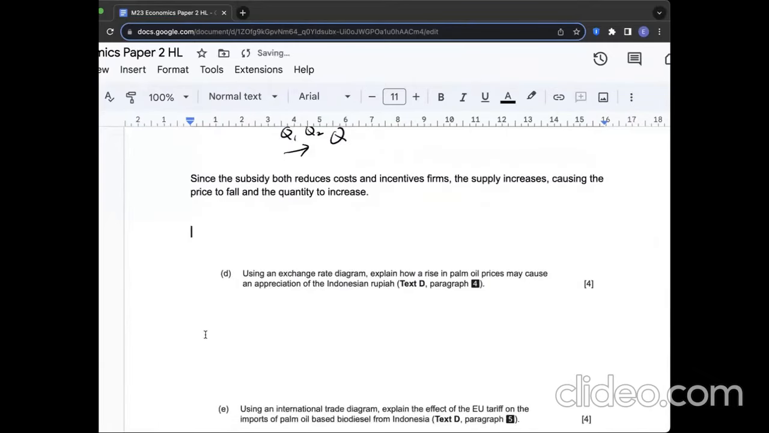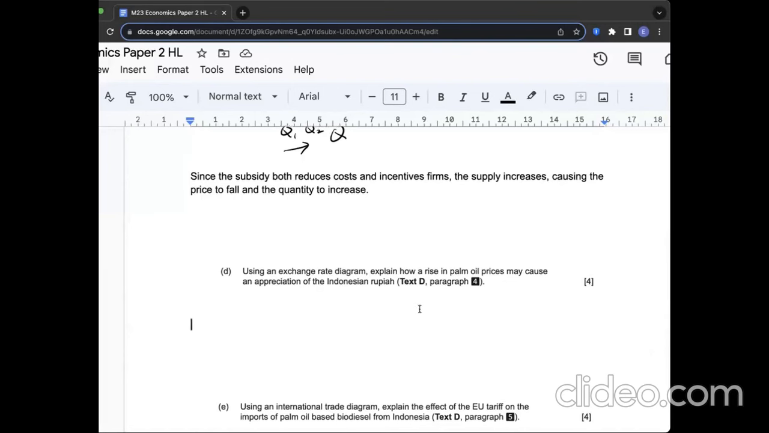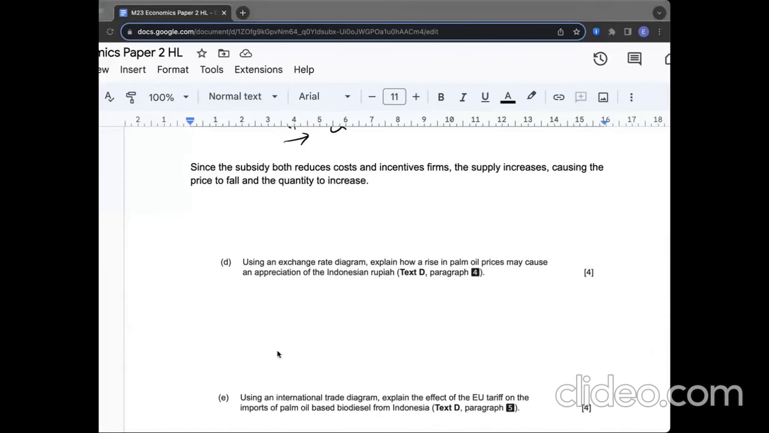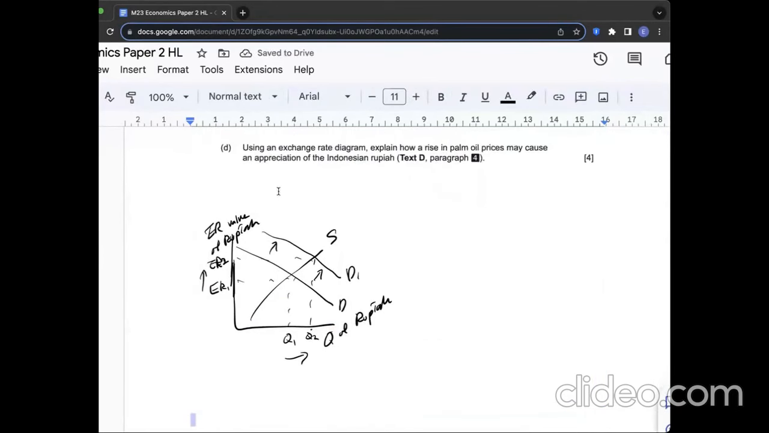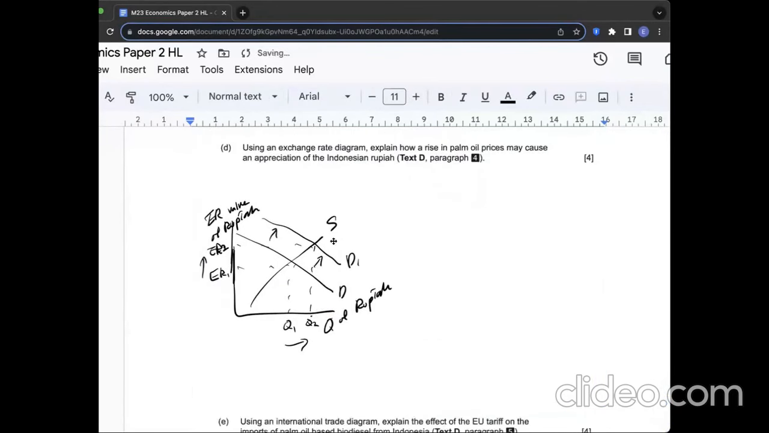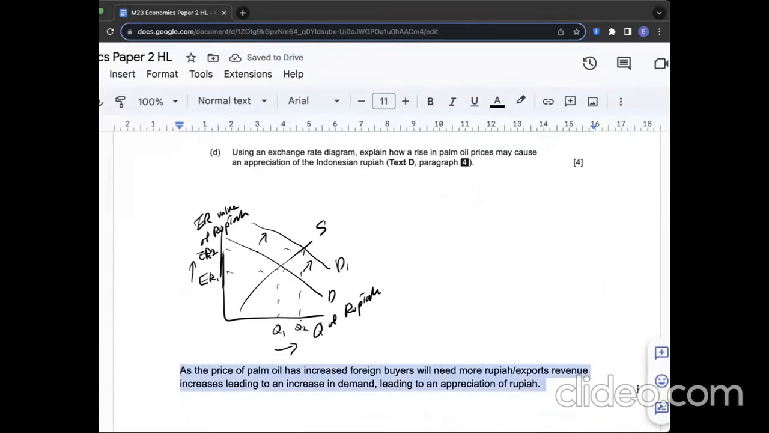Next question, using an exchange rate diagram, explain how a rise in palm oil prices may cause an appreciation of the Indonesian rupiah. Okay, it's quite a straightforward idea. If the price of what you export increases, then from the foreigner's perspective, they need to buy the same product by paying more to your country. Your currency's quantity demanded would increase, so it's going to appreciate. To buy the same product, you have to pay more money because prices are increasing, so the demand for rupiah will increase. It is explained as I said.